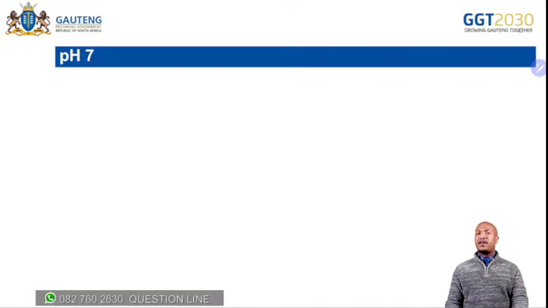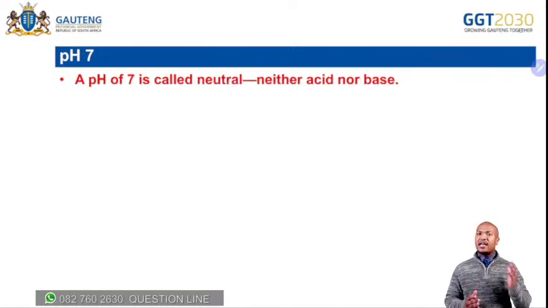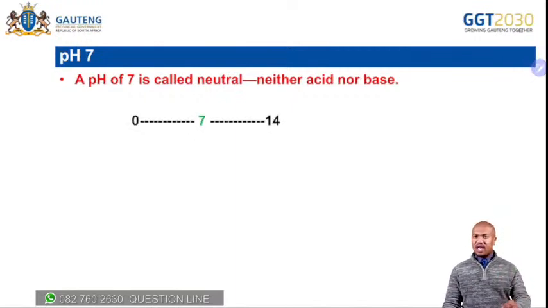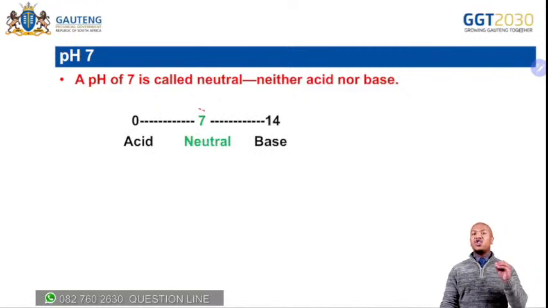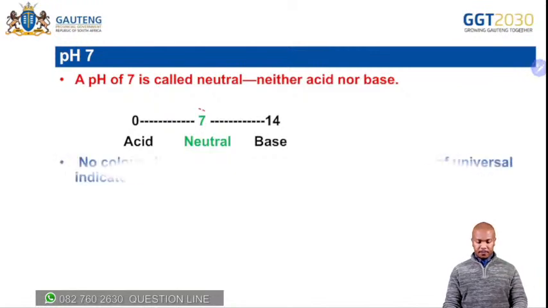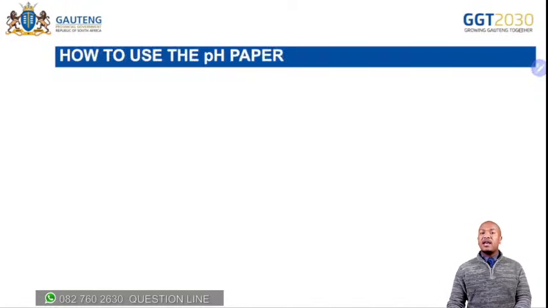Now pH 7. At pH 7, we said that these substances are neither acidic nor basic. So therefore we say they are neutral. They are neutral substances, right? Right there in between, we find neutral substances. So now you notice that there is no color change after a few drops of universal indicator, and the solution has a pH of 7.